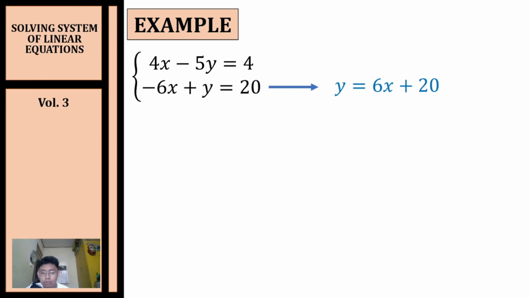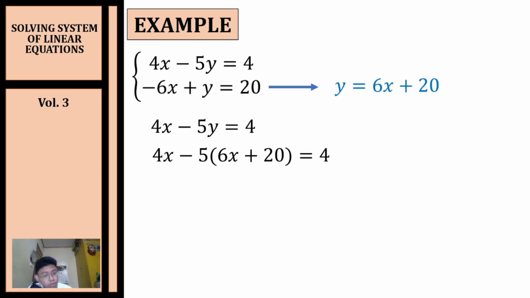Next, let's proceed to our second step. We will use the other equation, which is 4x minus 5y is equal to 4, and replace the value of y, that is 6x plus 20. So you apply the substitution method. We will have 4x minus 5 times the quantity of 6x plus 20 is equal to 4.